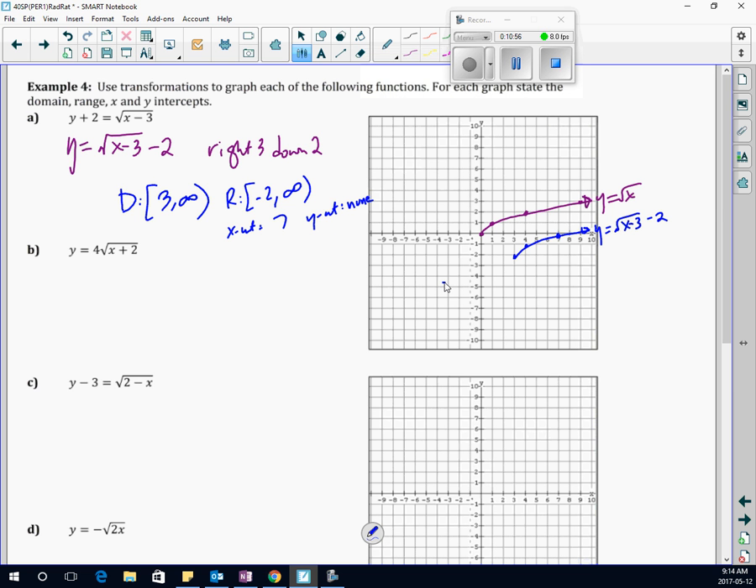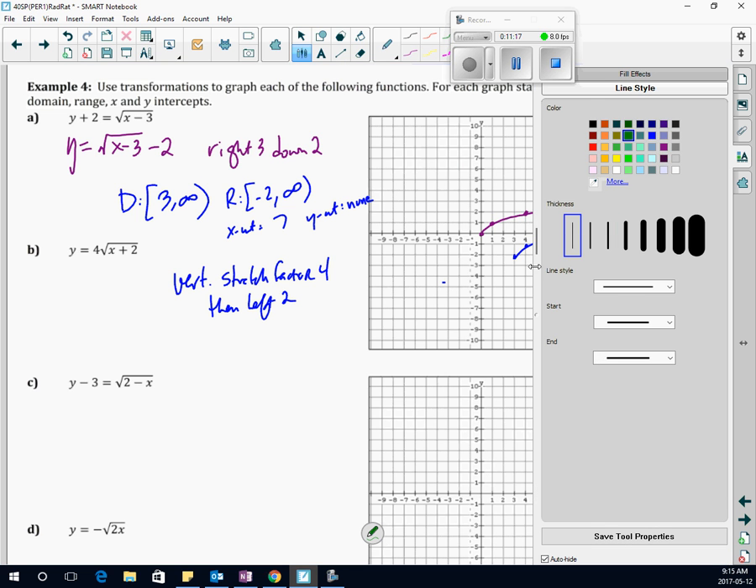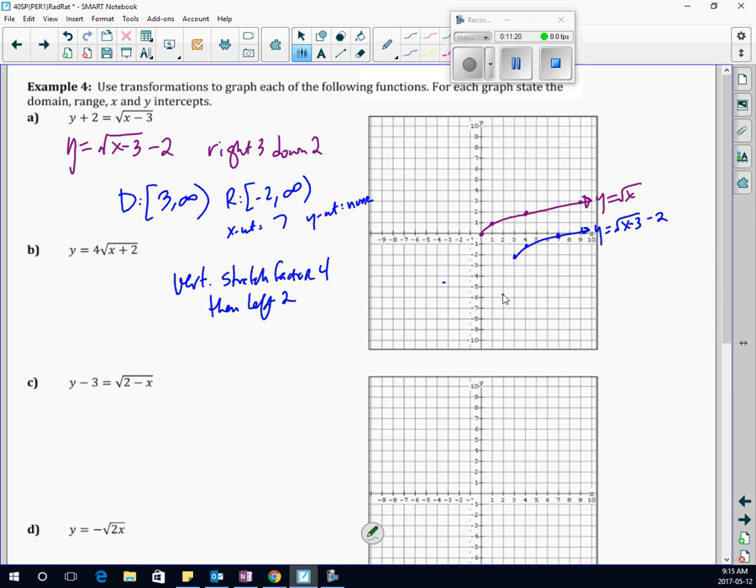Okay, what happens on the next one? Yes, vertical stretch factor 4, then left 2. I'll use green this time. Okay, so 0 gets stretched 0, right? Then left 2. Everybody got that? So if it's a vertical stretch, I'm looking at the y values, right? So this is a height of 1. It gets stretched. So now what is it a height of? 4. And then it goes left 2, 1, 2.